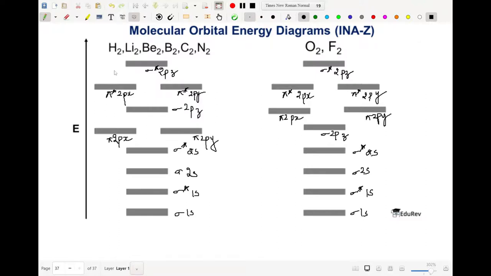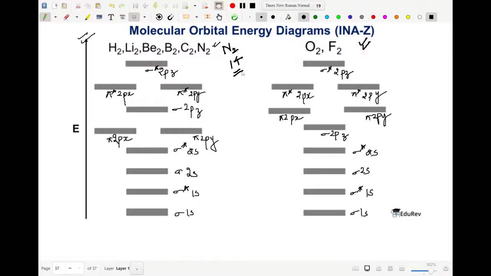If I talk about filling of electrons in other diatomic molecules, then we have an order which is followed. Okay, so in case of molecules up to the nitrogen atom, we have this order, and in case of molecules having higher electronegativity like oxygen and fluorine, we have this order. So if I specifically talk about the nitrogen molecule, we have N2, and the total number of electrons in N2 is 14 because one nitrogen atom has 7 electrons.